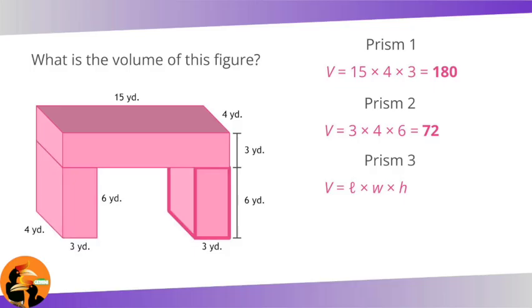And let's look at the last prism. The length is 3, the width is 4, and the height is 6. 3 times 4 times 6 is 72. So this volume is also 72 cubic yards.